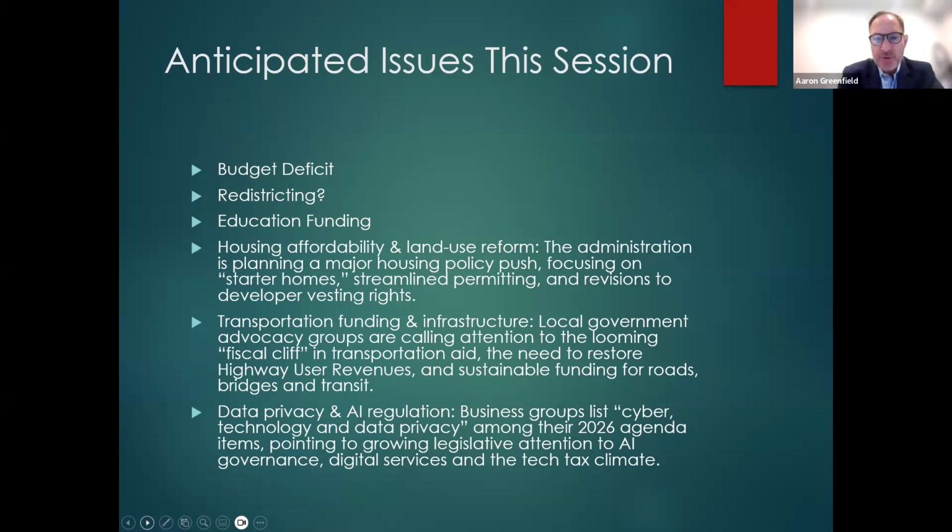Transportation funding and infrastructure will be a concern for local government advocacy groups as they try to restore highway user revenues and obtain sustainable funding for roads, bridges, and transit. And then I expect some data privacy and AI regulation. Business groups have listed cyber technology and data privacy among top items of their 2026 agenda. Next slide.